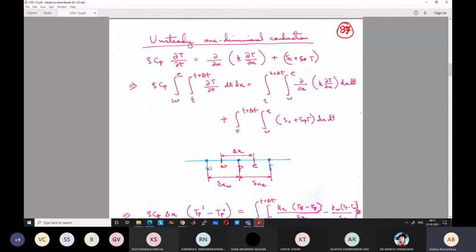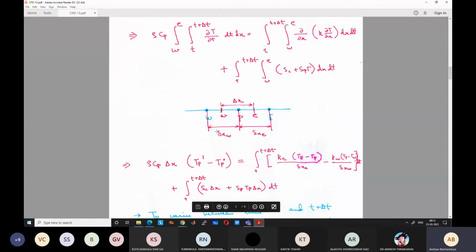Obviously, the grid structure is also similar to what we already know, so I will just reiterate once. The pth control volume goes from small w to small e and has a width of delta x, and the adjacent neighbors are the east neighbor and the west neighbor, denoted by capital E and capital W. The distance between the neighboring grid points is delta xe on the east side and delta xw on the west side.